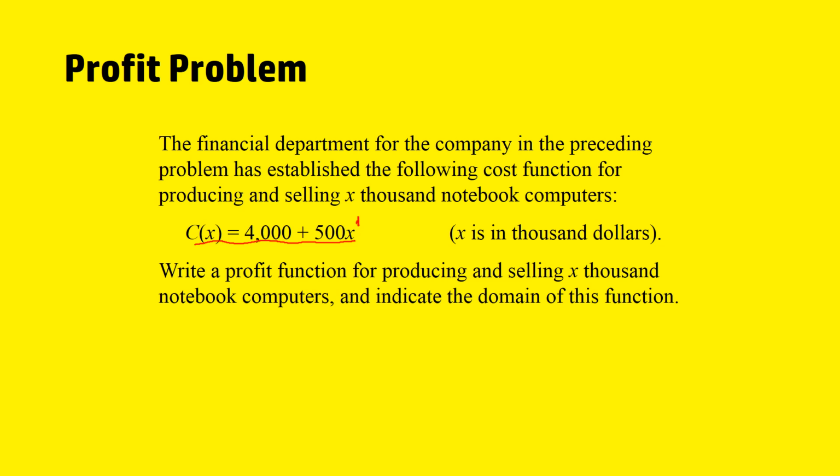Write a profit function for producing and selling X thousand notebook computers. Indicate the domain. So again, two things. A, write a profit function, and B, indicate the domain. You've got two imperative verbs here, write and indicate. So two things you have to do to do this problem successfully. Of course, profit, we know what that is. Profit is revenue minus cost.